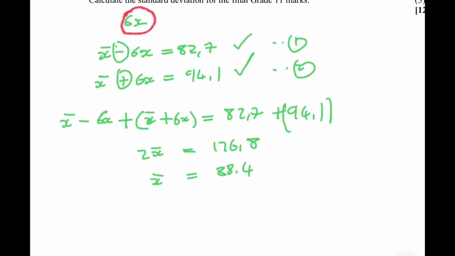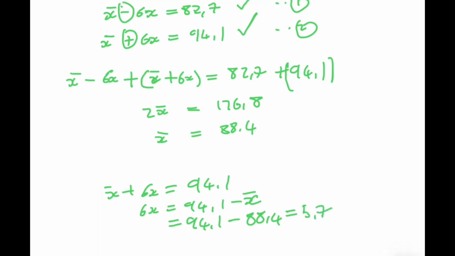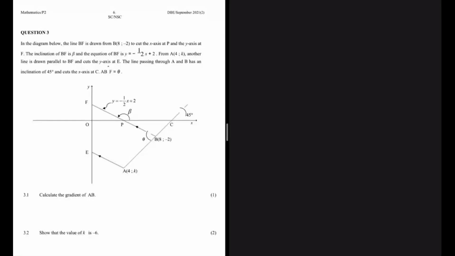So let's substitute it in equation 1. So we're gonna get the mean plus the standard deviation is equals to 94.1. So the standard deviation will be equals to 94.1 minus the mean, right? But lucky for us, we know what the mean is. So we have 94.1 minus 88.4, which is equals to 5.7.